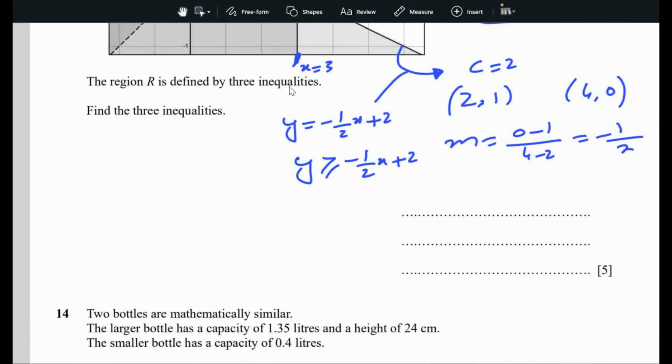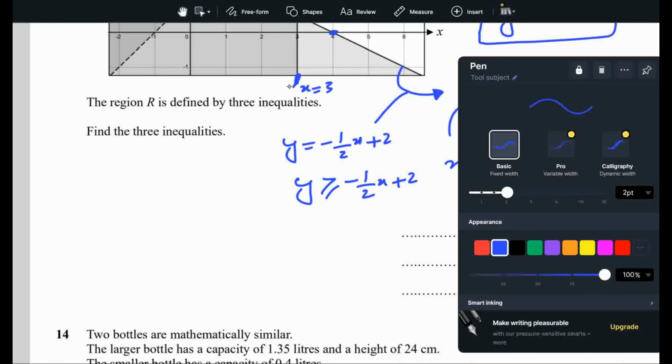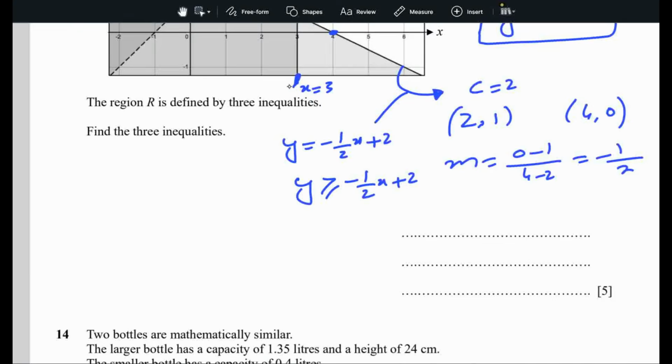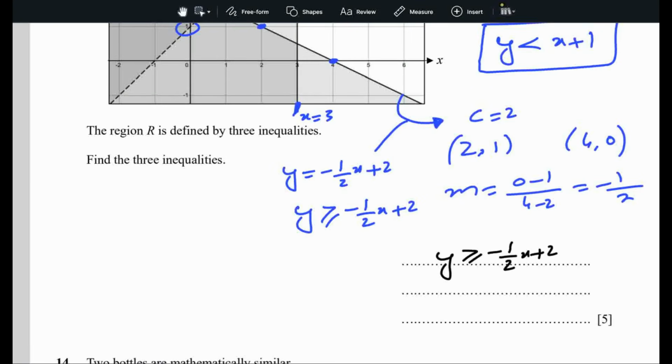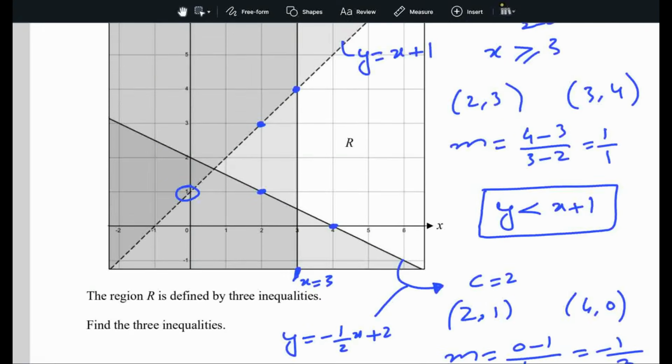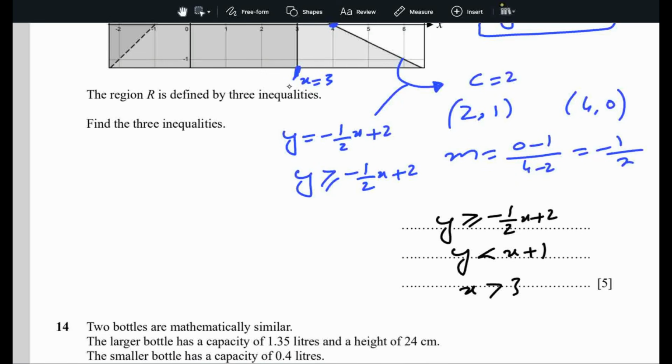So the final answer will have three inequalities: y is greater than or equal to minus 1 by 2x plus 2, and y is less than x plus 1, and x is greater than or equal to 3. Sorry, x is greater than or equal to 3. So be very careful about these inequalities.